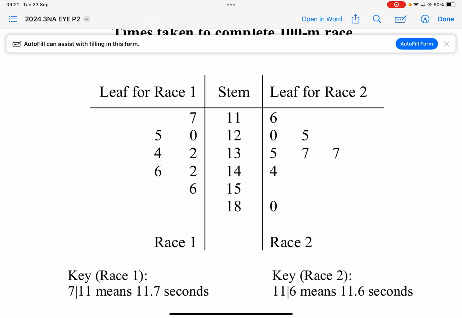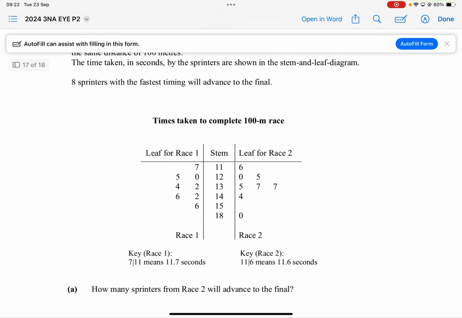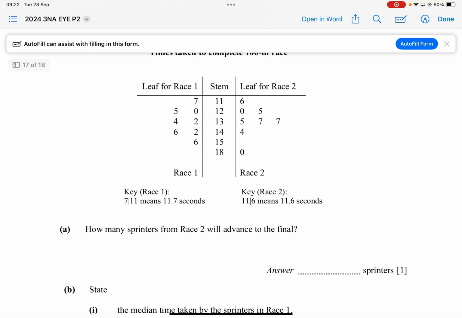Okay, so there are two groups. Each group has 8 entries. 8 here, starting with 11.6, 12.0, and 1, 2, 3, 4, 5, 6, 7, 8, 8 also. Okay? Then we can start to look at the questions, what they are asking for.